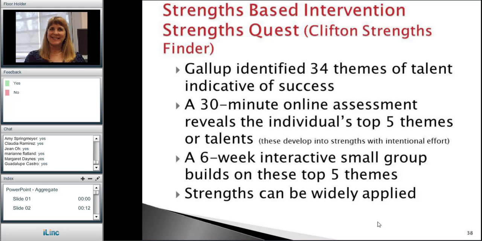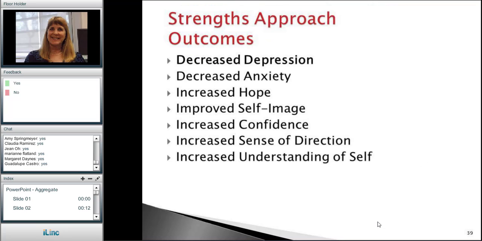One of the things we liked about strengths is that it can be very widely applied. So it's helpful in our goal, which was decreasing their risk for suicide, but it also is applicable to their increased ability to succeed. So some of the outcomes we saw, we used the GAD-7 and the PHQ-9, and we saw decreased depression and anxiety scores for those individuals that participated. However, they didn't necessarily start depressed or anxious, so keep that in mind.